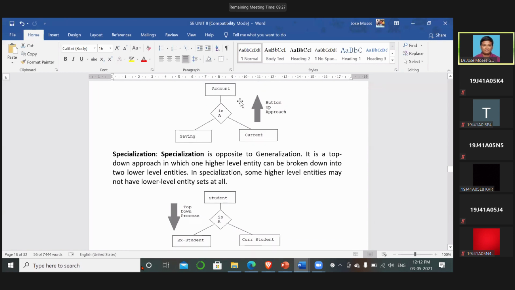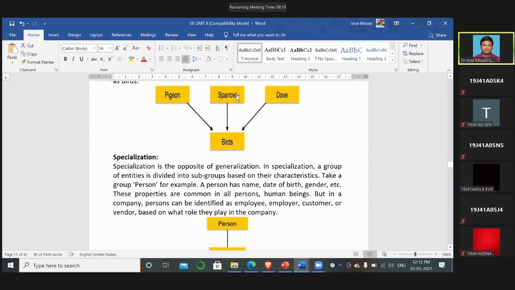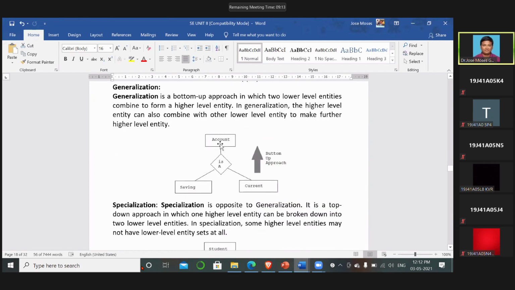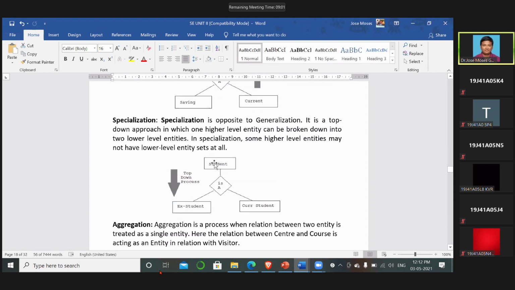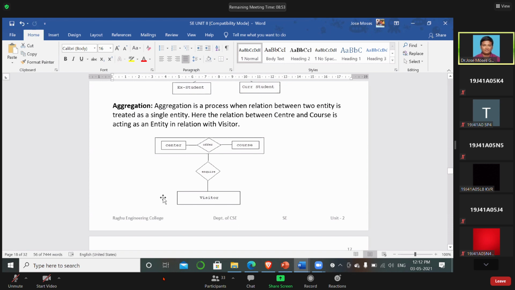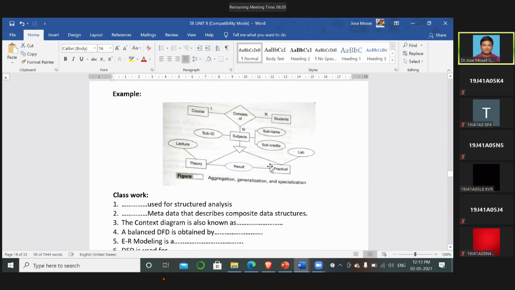Why is it called a bottom-up approach? Because we have seen the diagrams. I have shown you some examples also, right? Bird will be on top and pigeon, sparrow, dove will be at the bottom. So from this, we will go ahead with generalization. Sparrow is a bird, dove is a bird. Like that, we'll have a bottom-up approach. Specialization, we'll be using a top-down approach, right? So this is all about specialization, generalization, and aggregation. Aggregation is the process which will show the relation between two entities, and those are treated as a single entity.